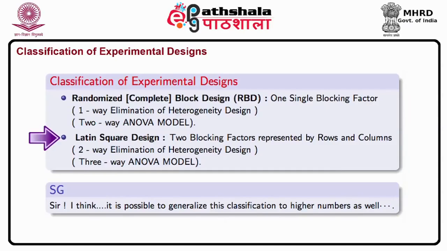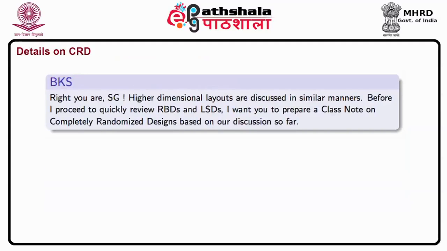Here, two blocking factors represented by rows and columns. And obviously, it is a two-way elimination of heterogeneity design and a three-way ANOVA model. So, sir, I think it is possible to generalize this classification to higher numbers as well. Right you are, Sagorika. Higher dimensional layouts are discussed in similar manners.